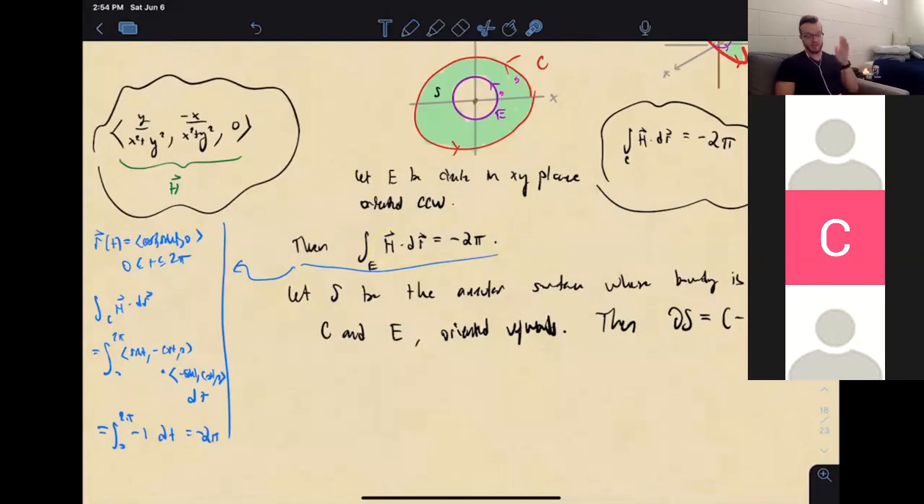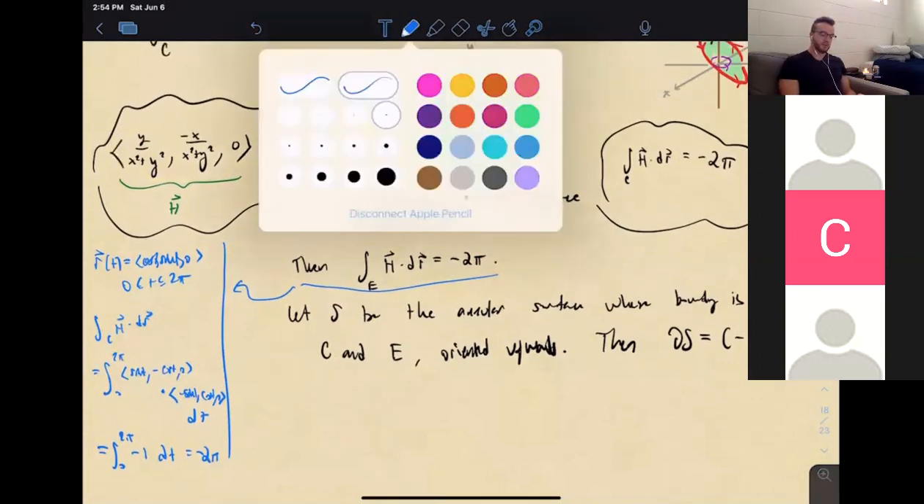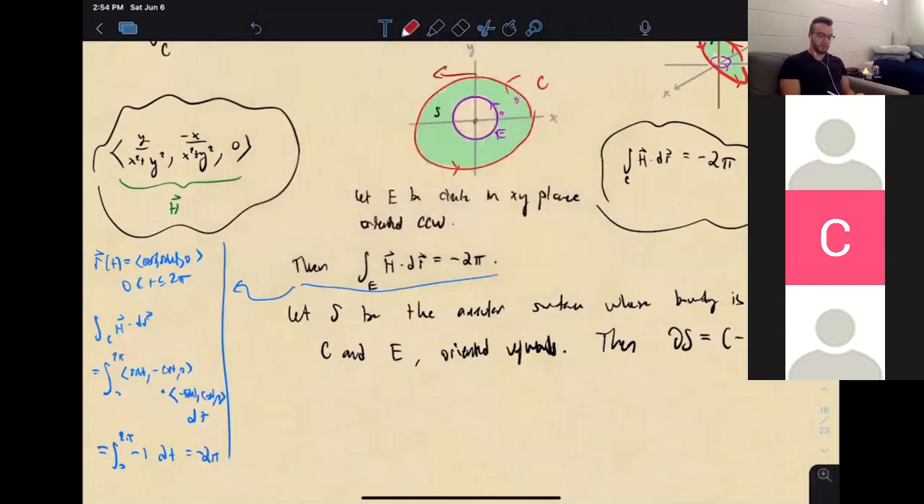The intuition is that it's negative 2 pi because this vector field is the negative of the vortex vector field. So normally the vortex vector field looks like this, but our vector field is pointing the opposite way because there's a negative sign. So this kind of looks like that.